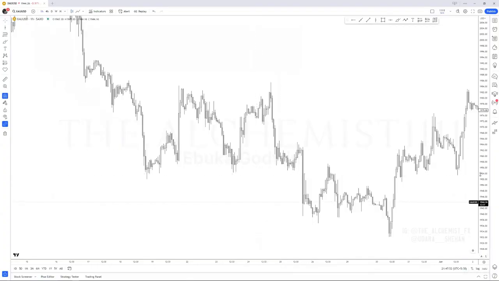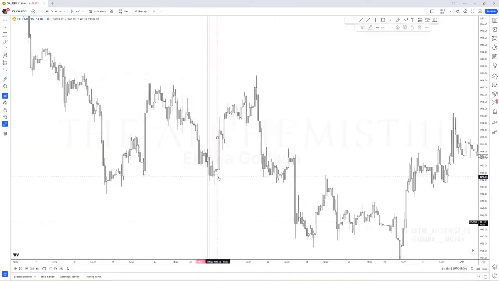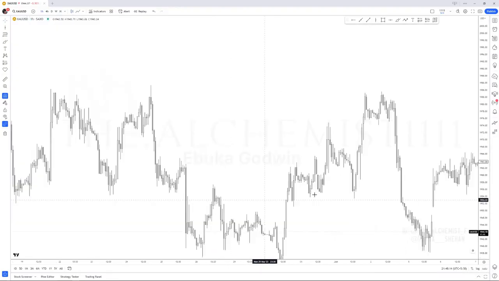Okay, this is how I practice. I do not use any indicators. Just draw some vertical lines on the London kill zone and London open, and then the New York kill zone. Can you state your timing for the London kill zone and London open for us? Yeah, the timing.